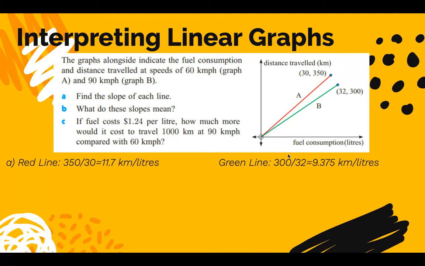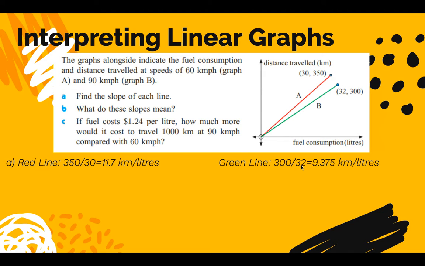For the green line, same thing. To go from (0, 0) to (32, 300), it is a y increase of 300, an x increase of 32, so the rise is 300, the run is 32. When you simplify that, you get 9.375 kilometers per liter.